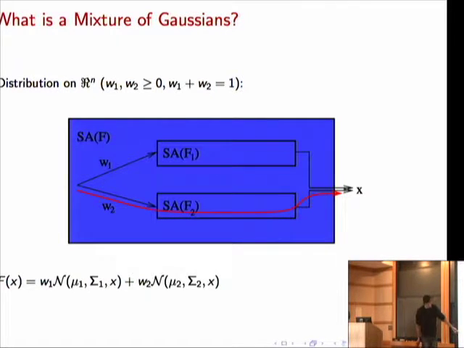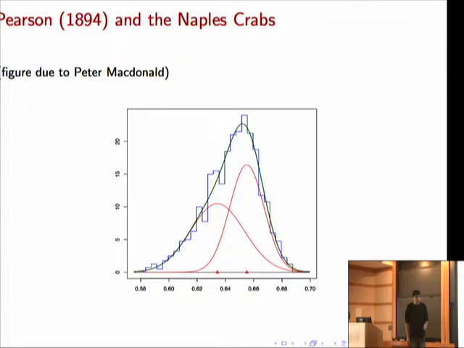And in fact, the density function of this distribution is just the convex combination of the density functions of the two constituent Gaussians. So now that we know what a mixture of Gaussians is, the next question I should answer is why are they important?